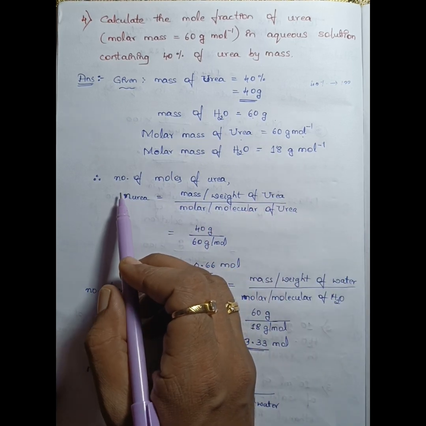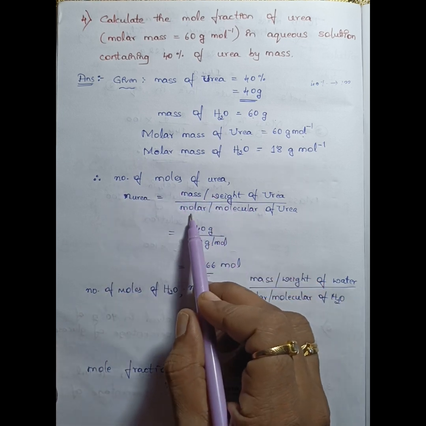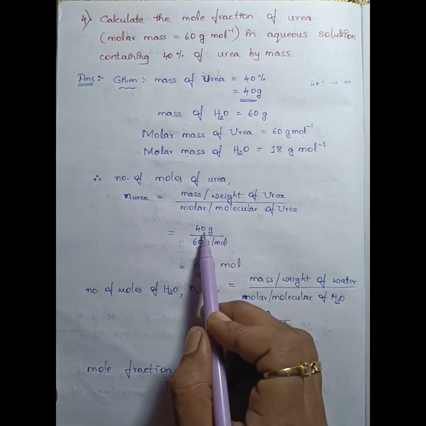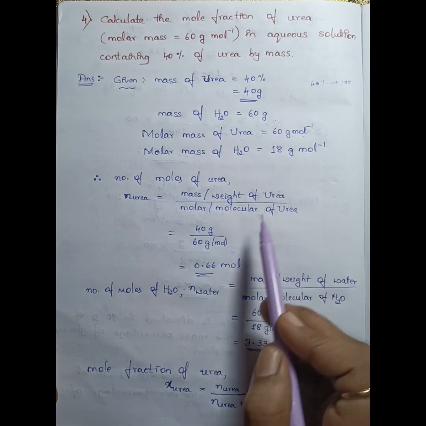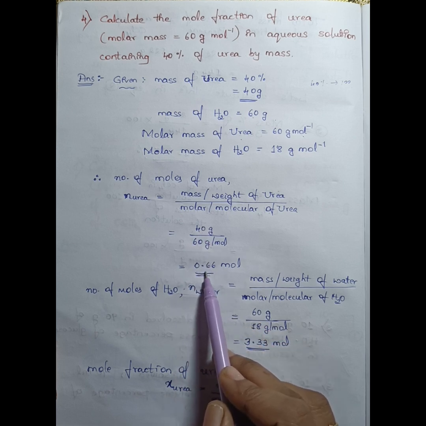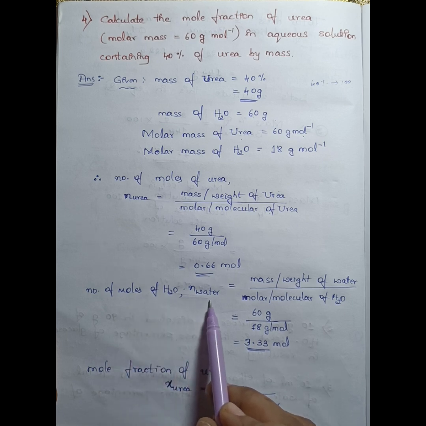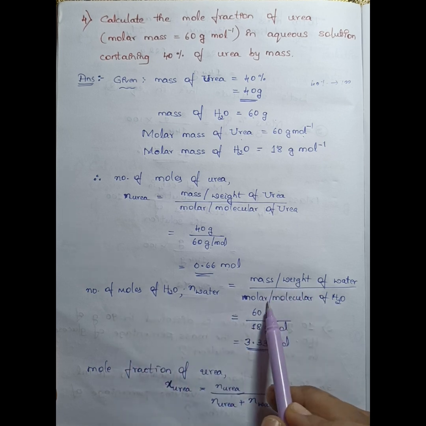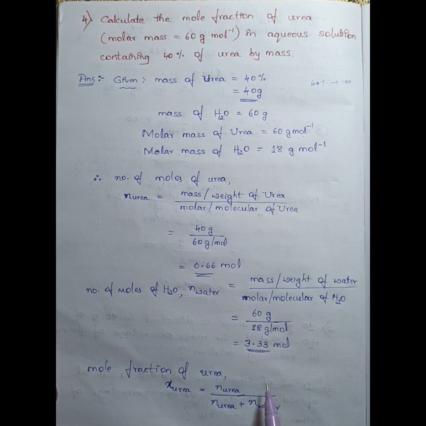And let us put the formula here. The number of moles of urea, N urea, is equal to the mass or weight of urea by the molar or molecular mass of urea. Weight of urea is 40 gram and molecular mass is 60 gram per mole. When we solve this, gram cancels, and we get 0.66 mole. Next, let us find the moles of water. N water is equal to weight of water by molar mass of water, that is 60 gram by 18 gram per mole. When we solve this, we get 3.33 mole.